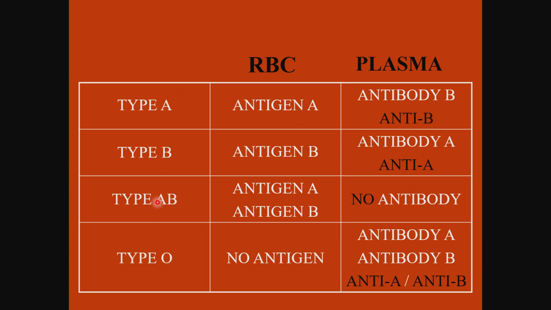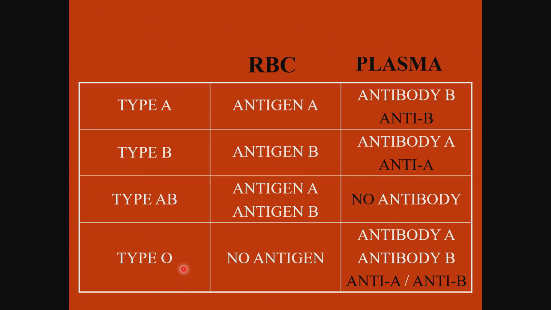If you're blood type AB, remember you have two antigens. Remember, there's no such thing as AB antigen. You have antigen A and antigen B. So then who are you against? What antibodies are floating around in your plasma? None, because you're not against anybody because you have both antigens.